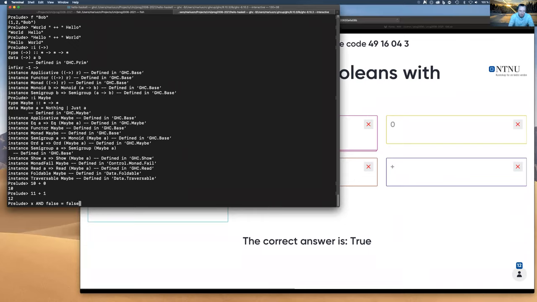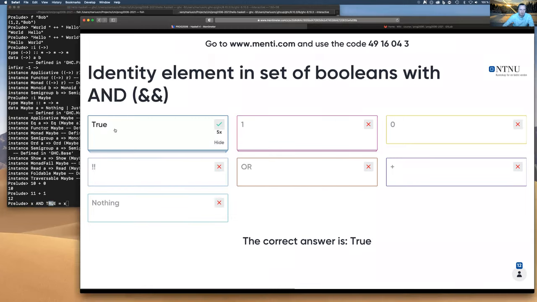So I'm not gonna get X. By logically analyzing it, if I put true here, it means I'm gonna get false if X is false, or true if X is true, which means I'm gonna get X at the end, right? So the true is the identity element.